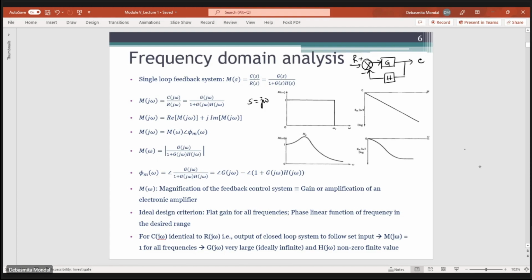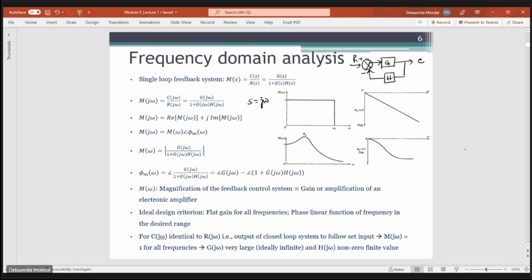Okay, so M(ω) is defined as the magnitude or the magnification of the feedback control system. Or you can say that this is equivalent to the gain or amplification of an electronic amplifier. So ideally, whenever we are talking about a control system, the main purpose of the control system is that the output should follow the input, right?